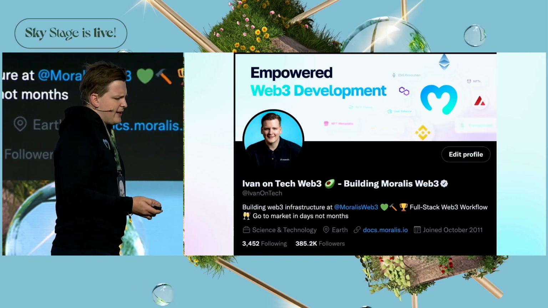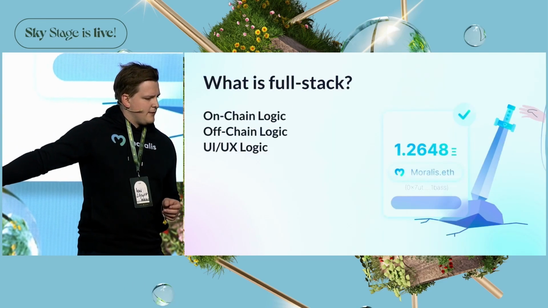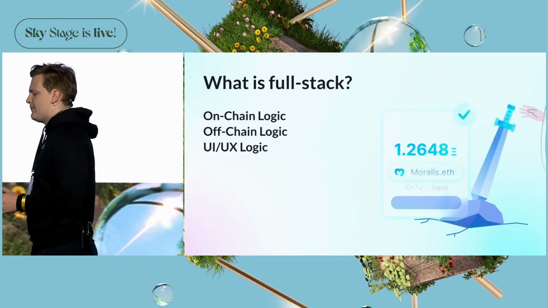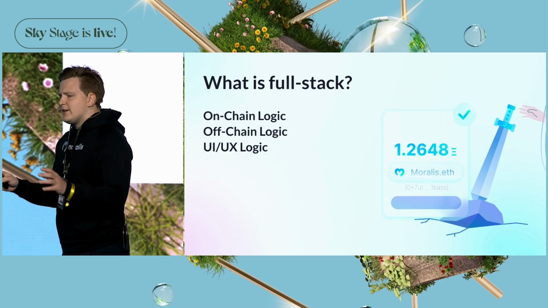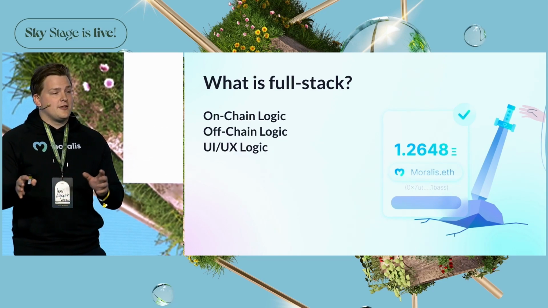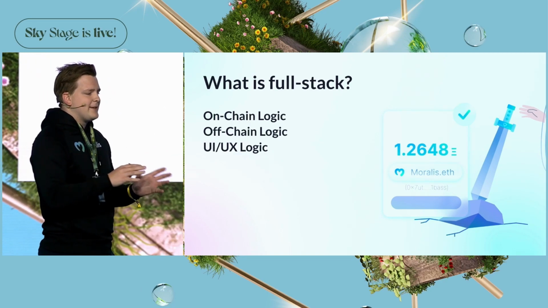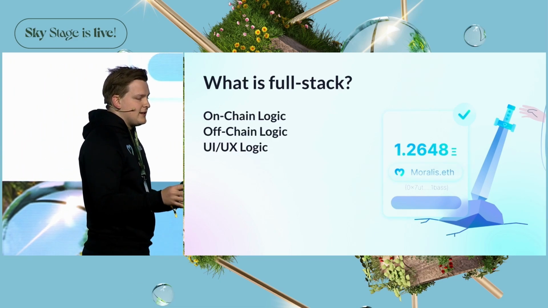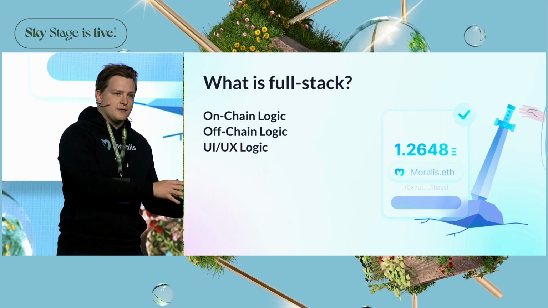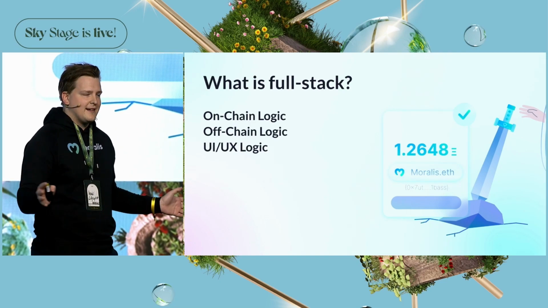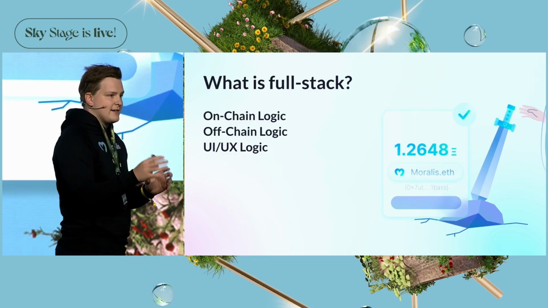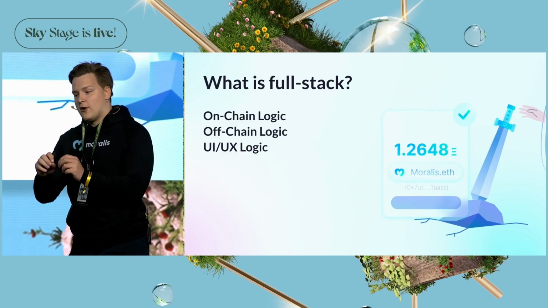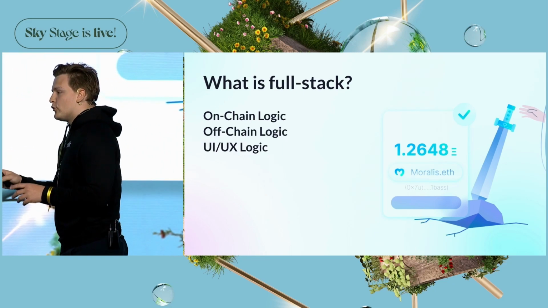So let's speak about full stack and what it means to build full stack in Web3. Whatever we're building, whether it is an NFT marketplace, some wallet, or some game, there will always be three parts involved in our application. There's going to be on-chain logic, for example, smart contracts, tokens, NFTs, the actual programmable money, programmable tokens, programmable money flows. Those will be on-chain. But we also need off-chain.